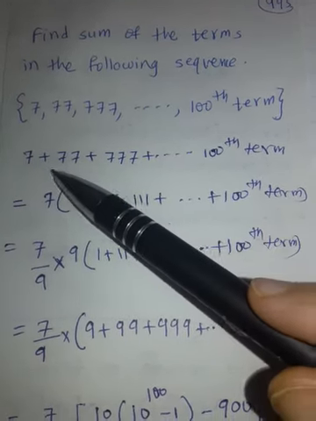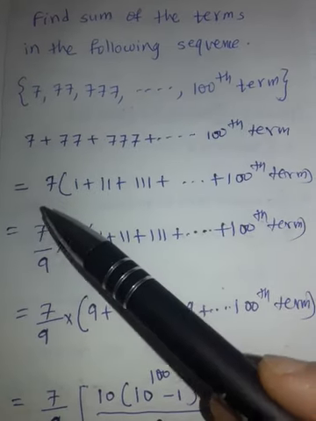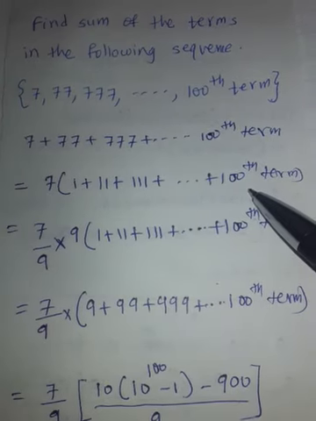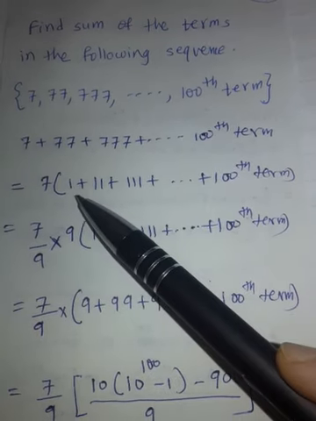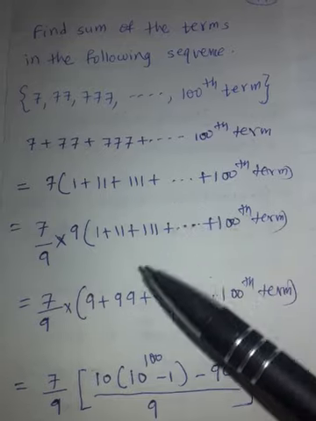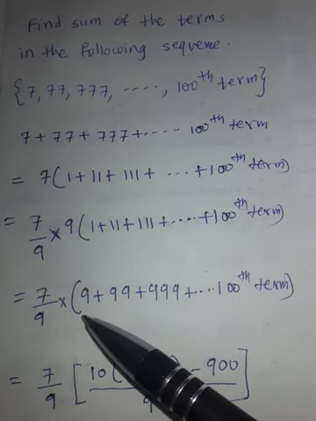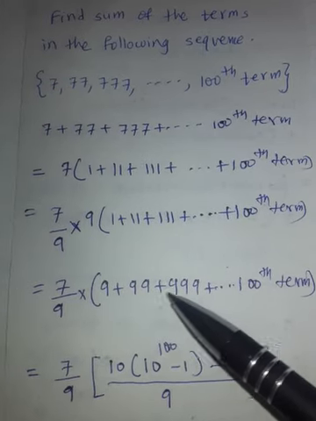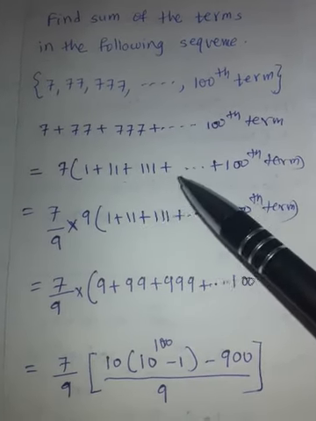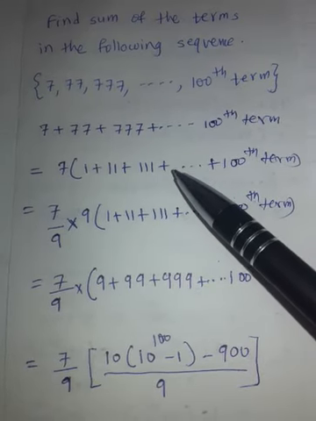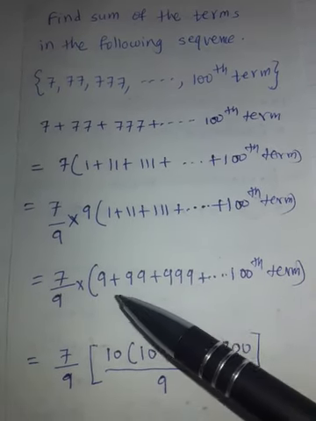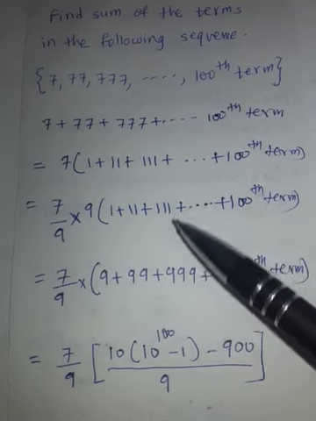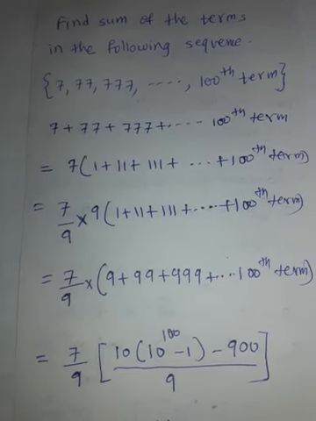When I look at these terms, I want their sum. So if I take 7 out, in the bracket it is 1 plus 11 plus 111 up to 100 terms. But nothing can be done with this. I have a formula for this one, which we just solved, the 999 one. So I know how to solve this, but I don't know how to solve that. Can I convert 111, 111 to 999, 999? How can I convert? Use a little brain, a little common sense.